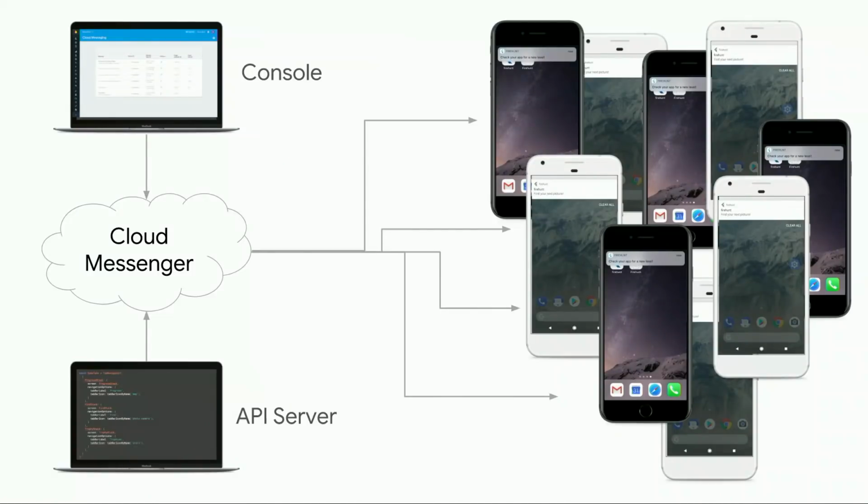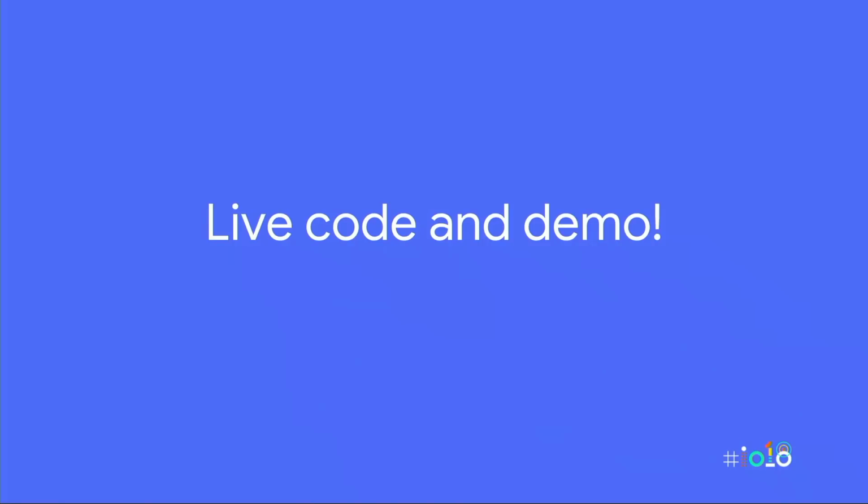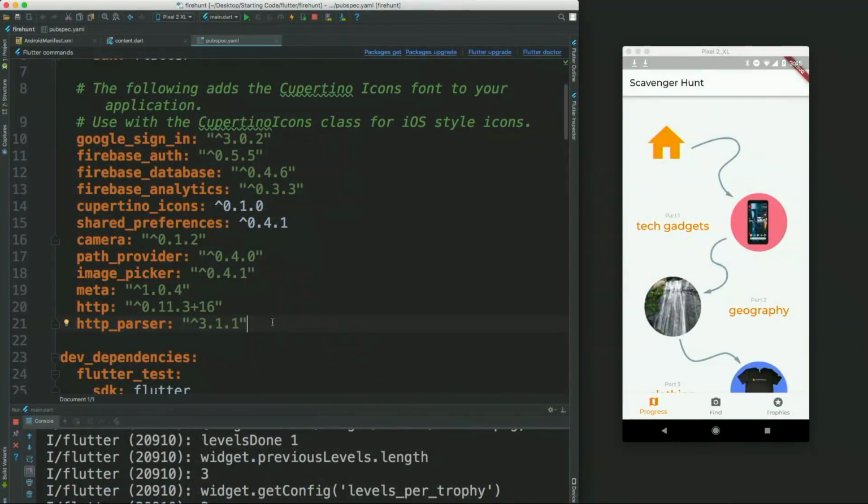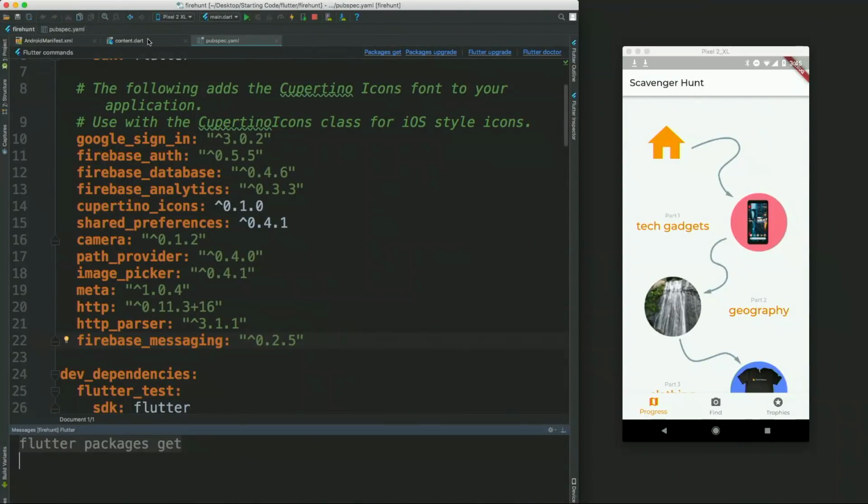Then once it's at our Cloud Messenger, it'll send a notification out to all our users who have registered notification tokens with Firebase. So let's switch back to the code and see how it works. So here we have our Flutter pubspec.yaml, and we're just going to start out by adding our Firebase messaging plugin. Cool. And then we run packages get, and it gets our new values.